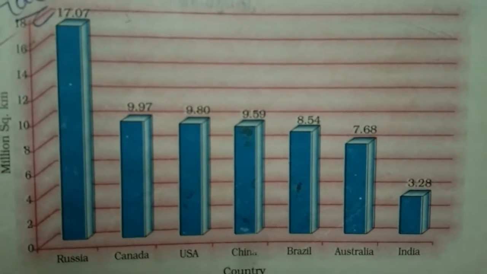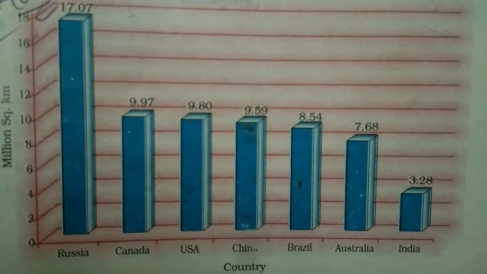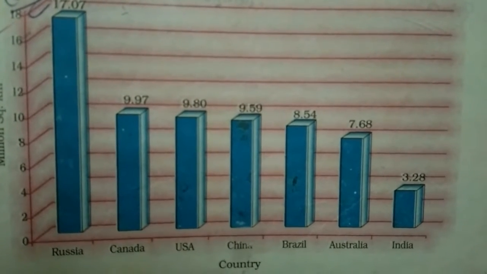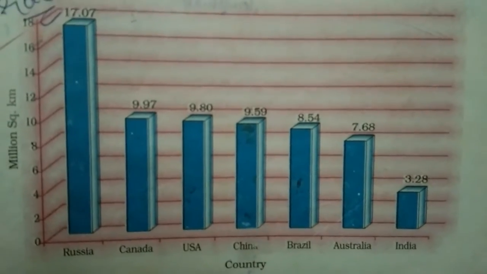So you can see Russia being the largest, then Canada, then USA, then China, then Brazil, Australia, and finally the seventh largest country is India.